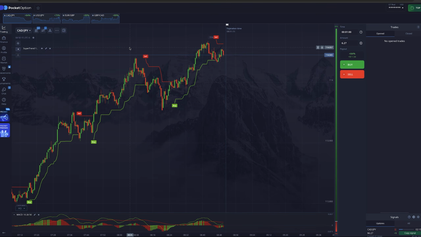My name is Lester, and today I'm gonna show you this strategy for binary options. Even if you are a beginner, the strategy that I'm gonna show you right now is for those who don't have a long experience with trading at all or with binary options. So you're gonna add 2 indicators to your chart with Pocket Option.